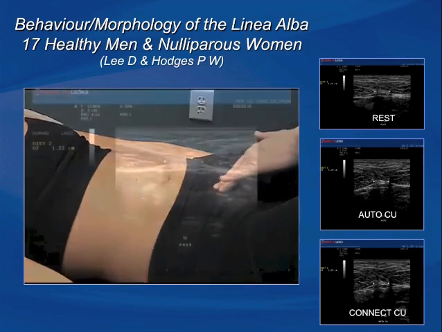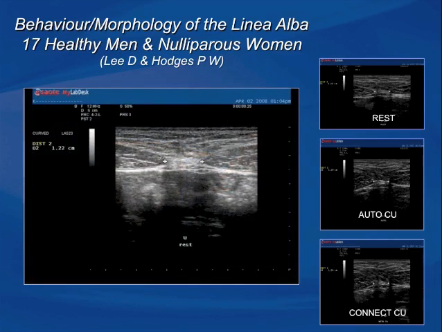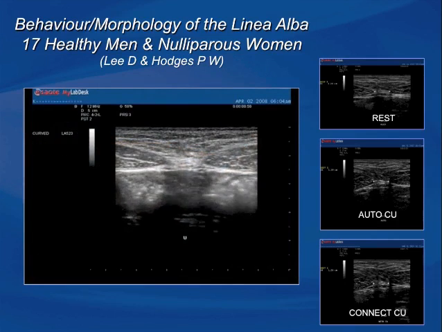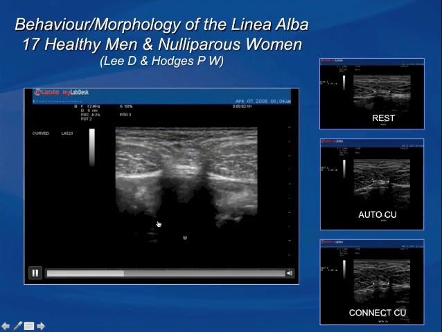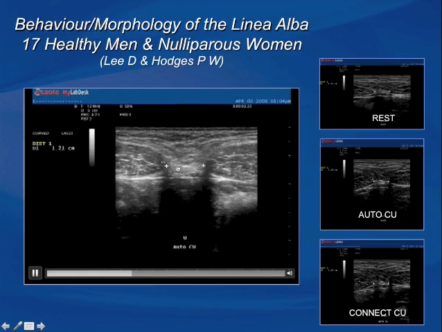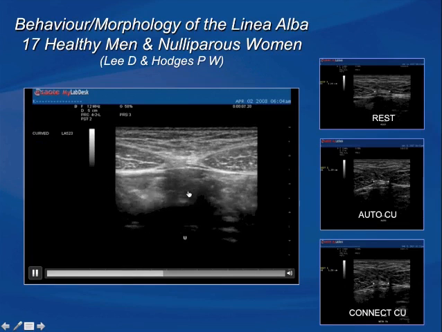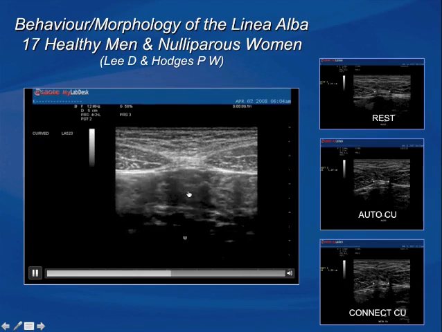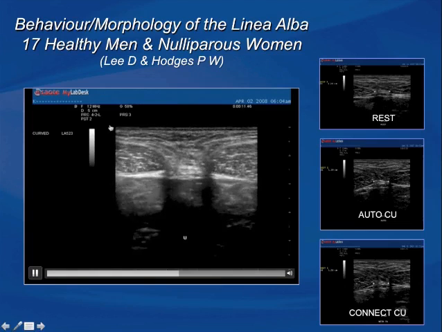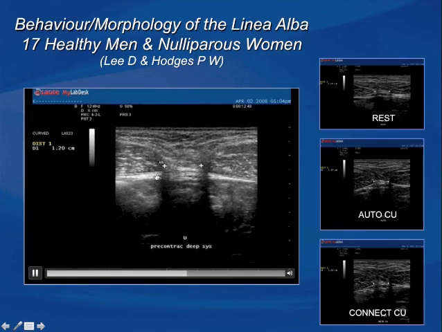We measured, so here we see at rest the inter-recti distance between left and right rectus abdominis. We asked them then to do an automatic curl-up task. Here's the inter-recti distance on her automatic curl-up task. You can then see as she pre-contracts transversus, there's a drawing lateral, a tensing of the posterior rectus sheaths, and an increase in the echogenicity of both the posterior rectus sheaths and the linea alba.